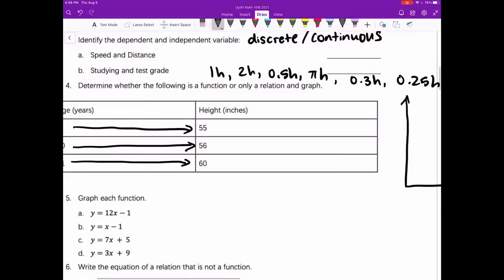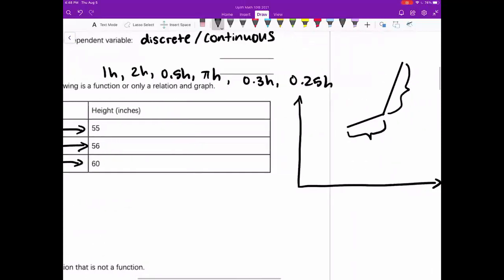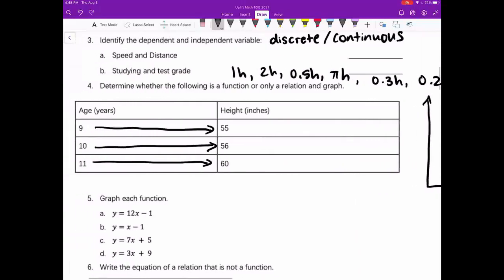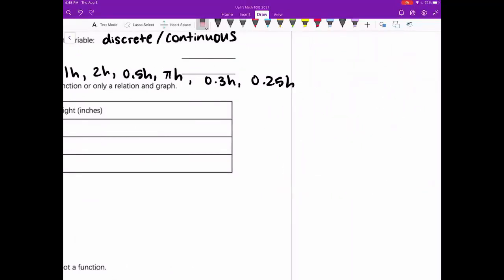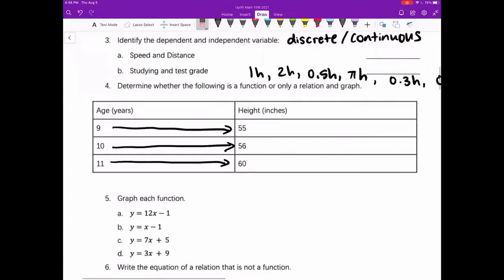But what about a relation? A relation can have a formula technically. Yeah, like a formula for a circle that would not be a function, but it would be a relation. Like x squared plus y squared is equal to 25. That would be a formula of a circle.